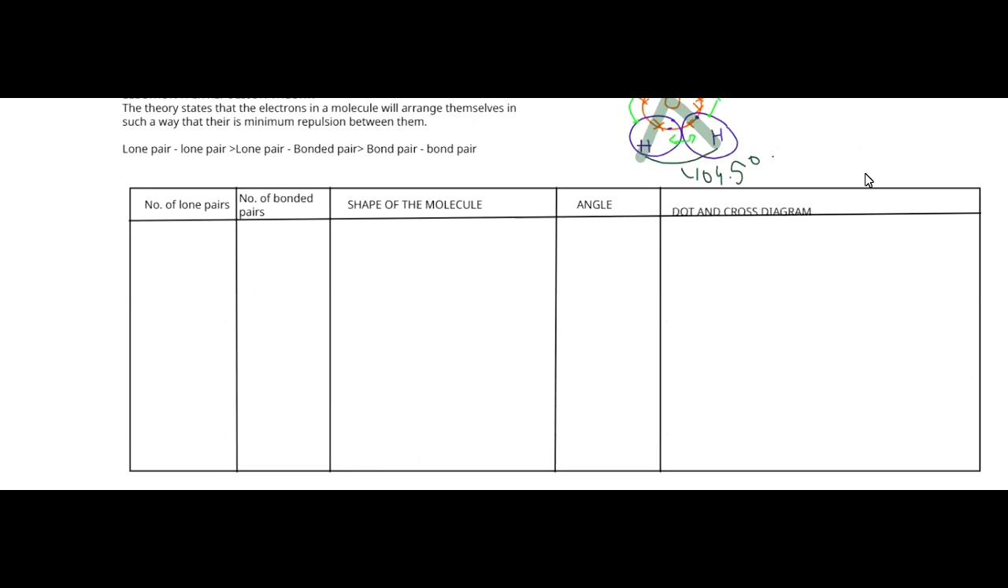You will be given questions where they will give you a molecule and they will say, please tell what is going to be the shape of the molecule, what is going to be the angle between the bonds. So please remember that you can always figure out the shape of the molecules by looking at the number of lone pairs and bonded pairs. So this is a table that you want to learn. Let's start with having just two.